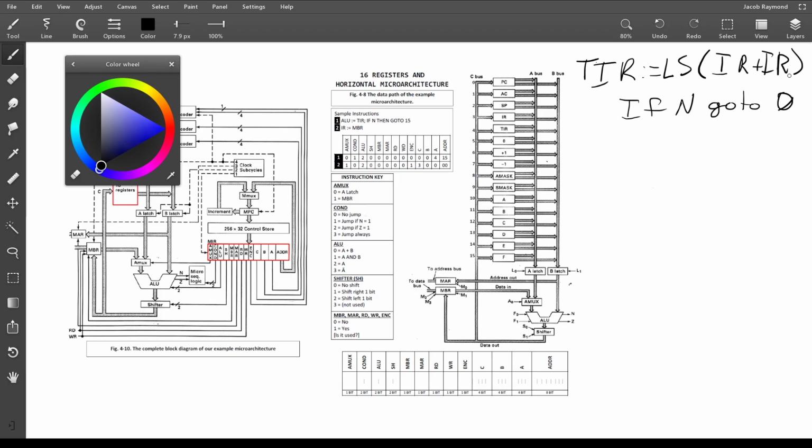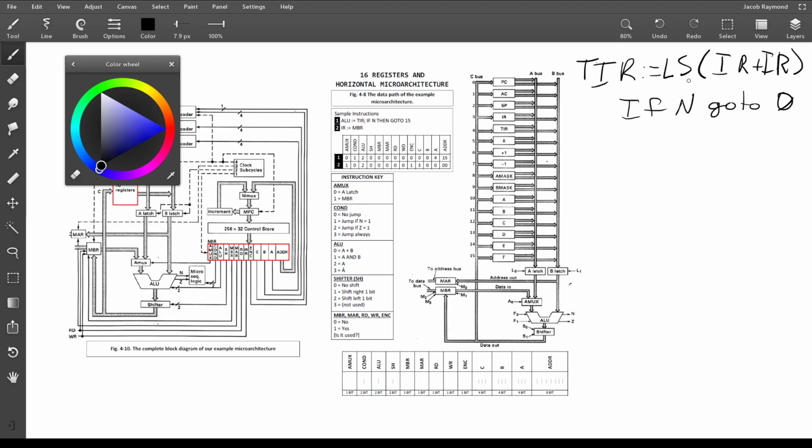So IR plus IR will double IR, right? And what does left shifting a number do? Moves the bits by 1. Which has an effect of doing what? It can make the number negative. Multiply it. It multiplies it by 2, right?